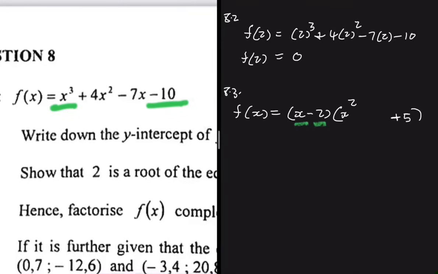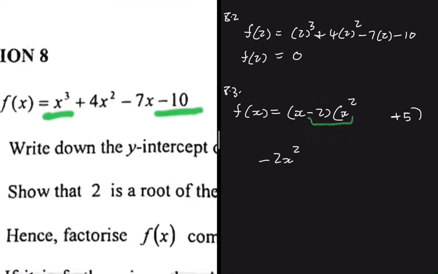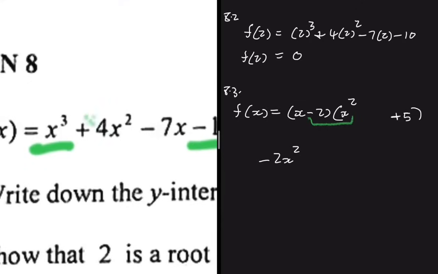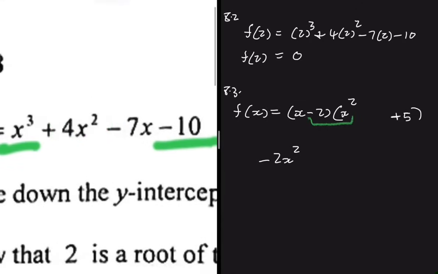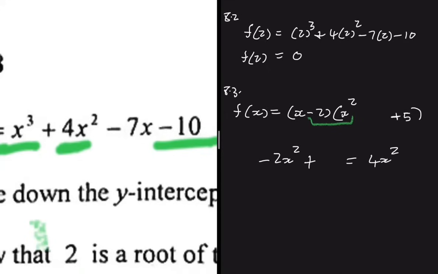So when we multiply minus 2 by x squared, we get minus 2x squared. But in our equation here, we have plus 4x squared. So we need to add something to minus 2x squared such that we get 4x squared. What do we need to add there? It's easy to see that you need to add 6x squared, so that you can get 4x squared.